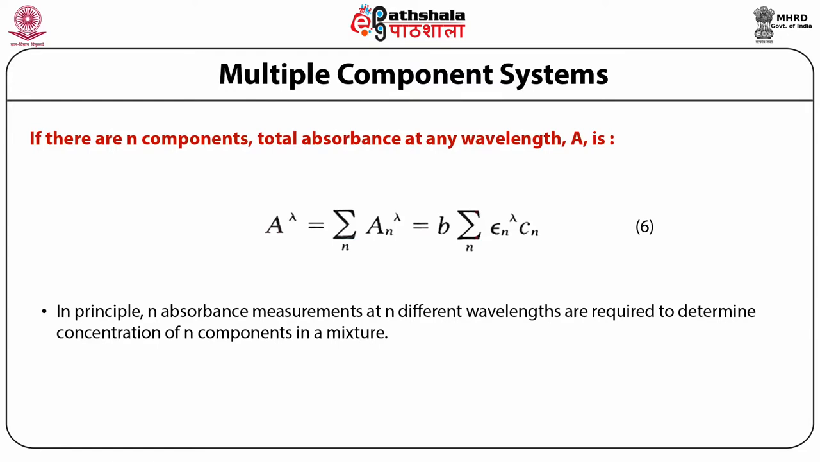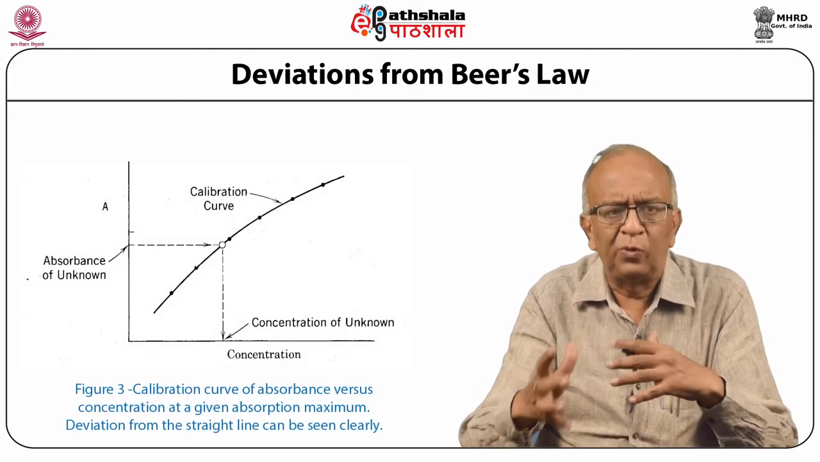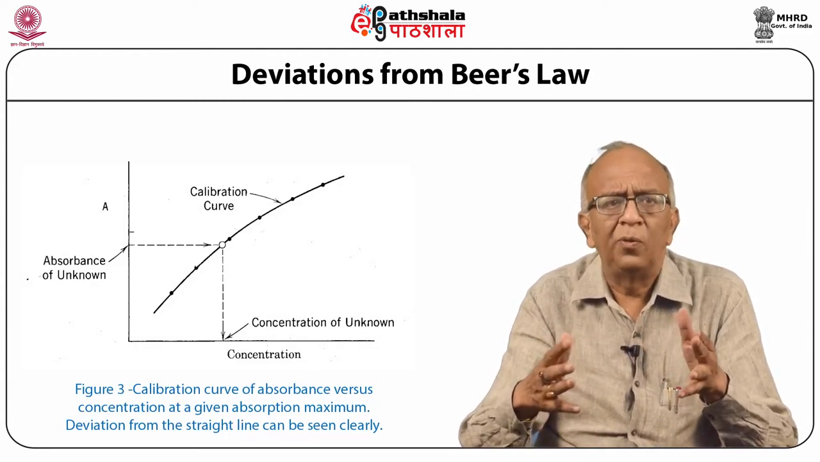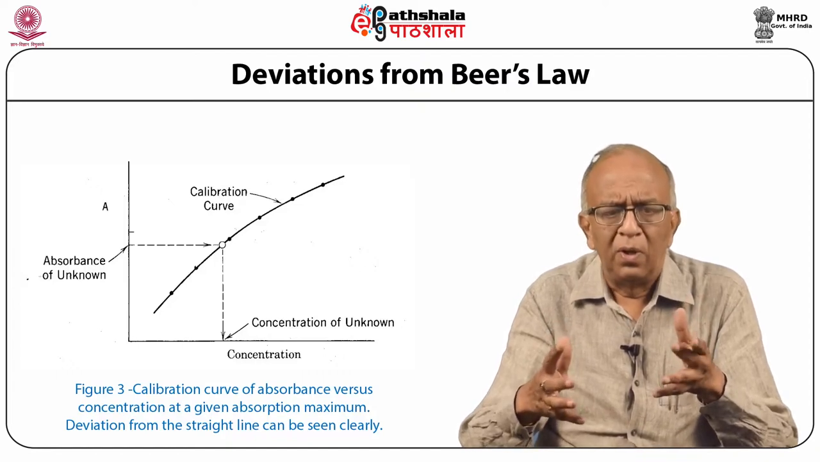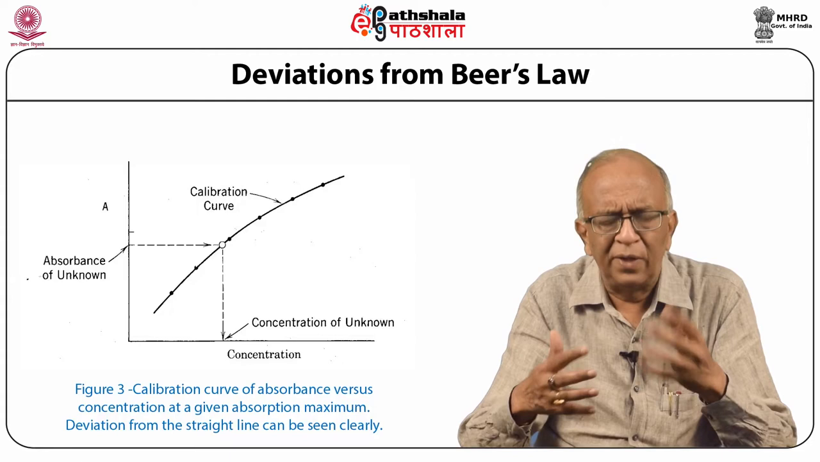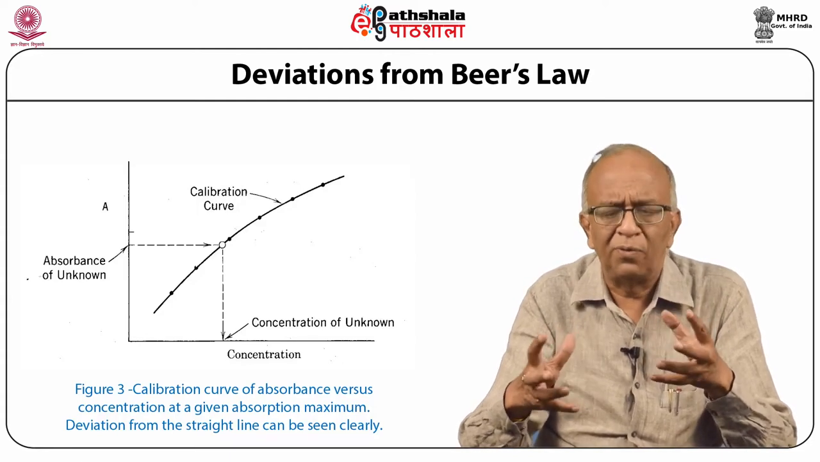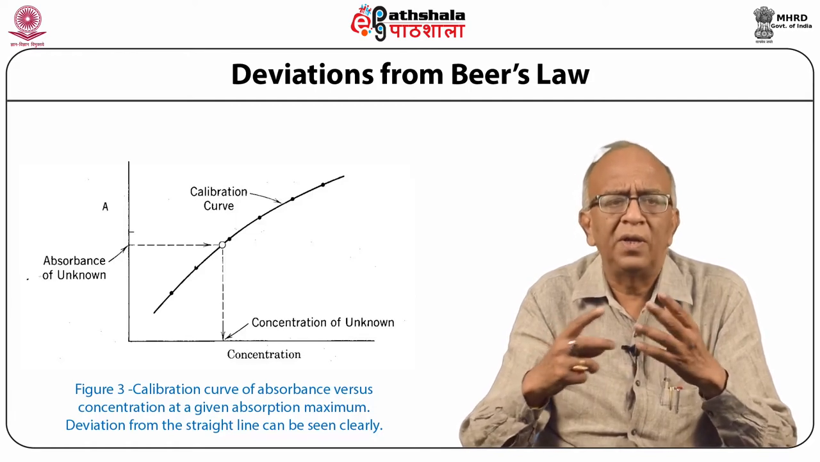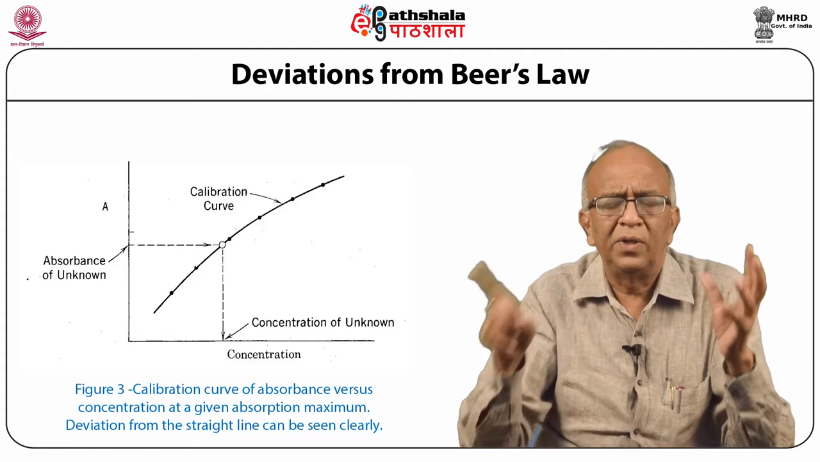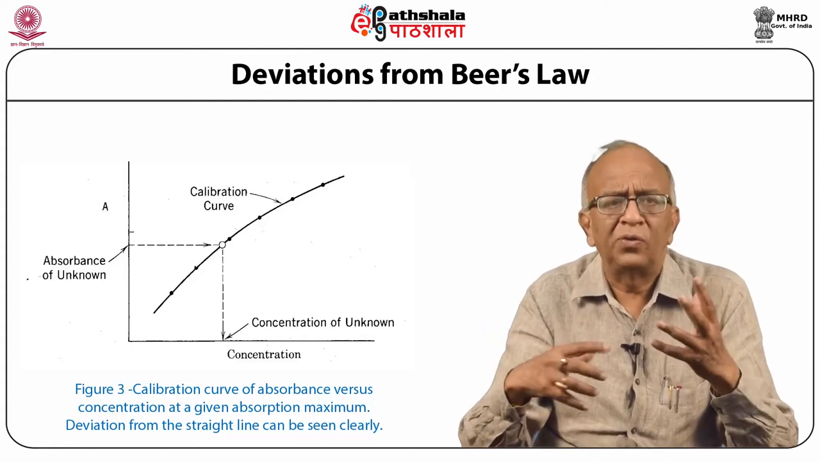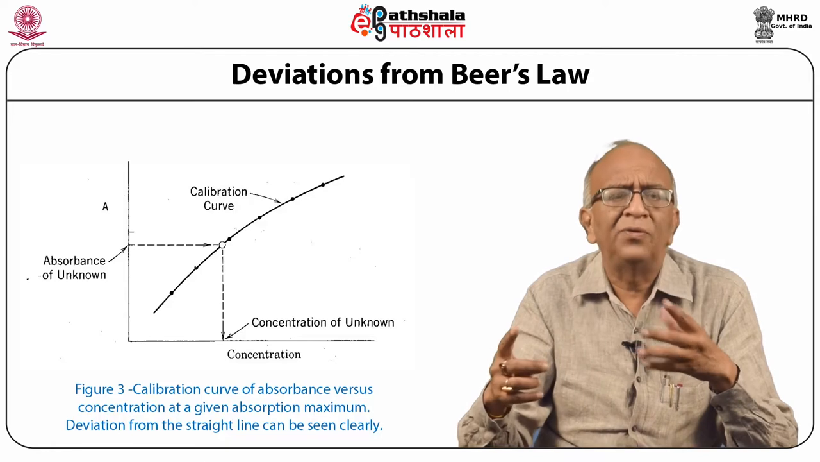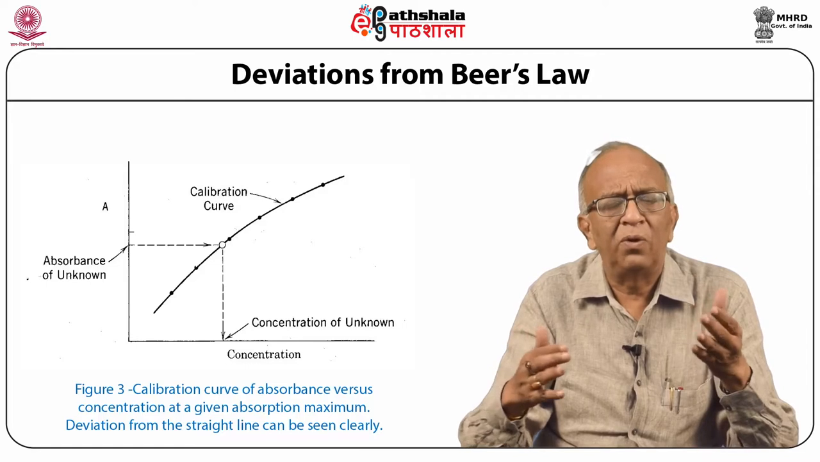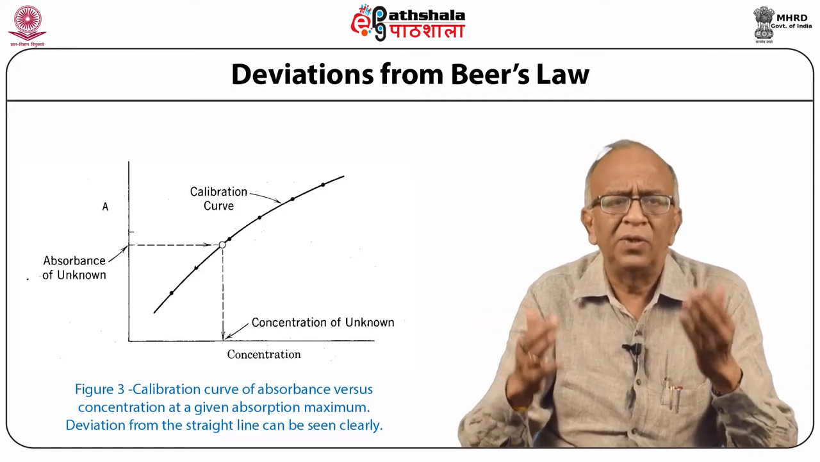Most of the absorbing species follow the laws of absorption, that is Beer's law. But some substances, when concentrated, deviate from Beer's law. You can see from the figure that this is not a straight line, but a curved line. This curvedness in the plot is known as deviation from the Beer-Lambert law, because it should be a straight line. Why these deviations?